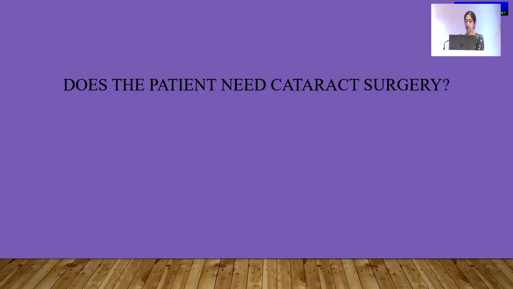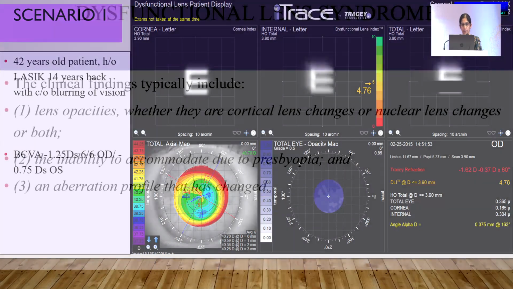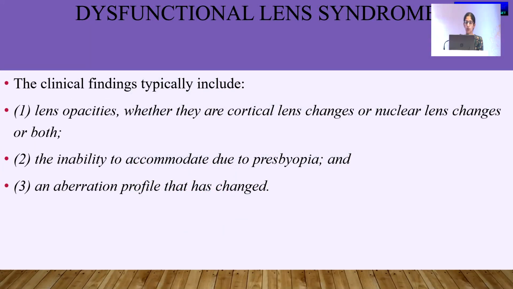Coming to scenario 1, does the patient need cataract surgery? A 42-year-old patient presented with diminution of vision. On refraction, the vision was 6/6. But he said, hey doc, my quality of vision is really deteriorating. So when we did the iTrace, we can easily see that the internal aberrations are contributing to the decrease in vision. There is an entity called the dysfunctional lens index, which is based on the lens opacities, maybe cortical or nuclear changes, and it also depends on the aberration profile of the lens.